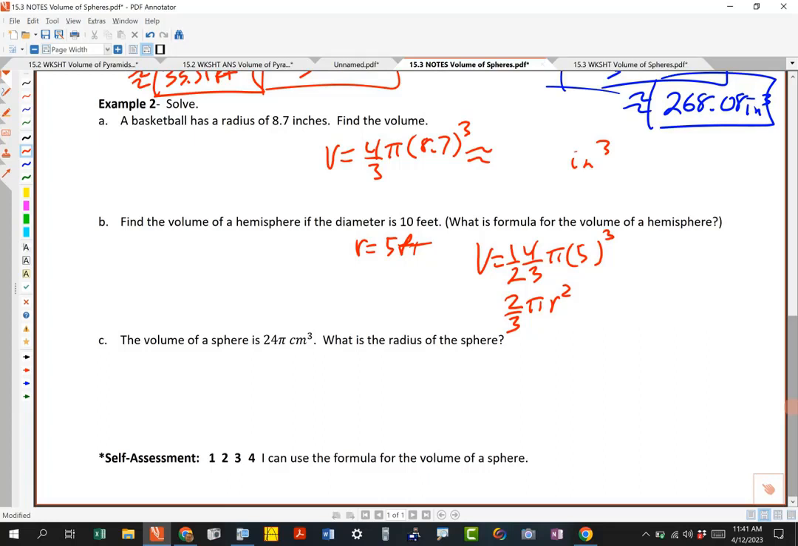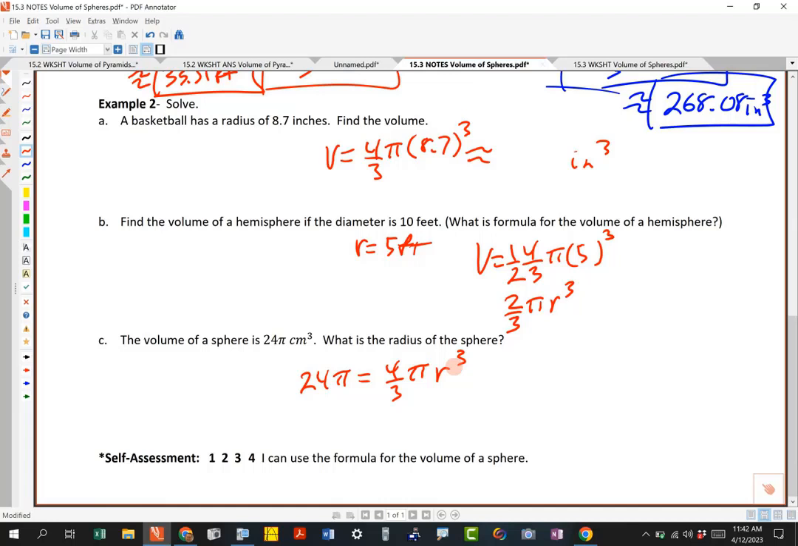Colson. Oh, I should write a cube. Thanks. Colson, what's different about problem C? We have the volume, but not the radius. Very good. So can you tell us what to write down? 24 pi equals 4/3 pi r cubed. Great. Okay.